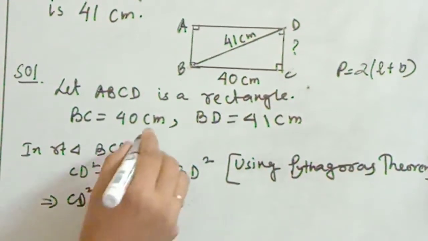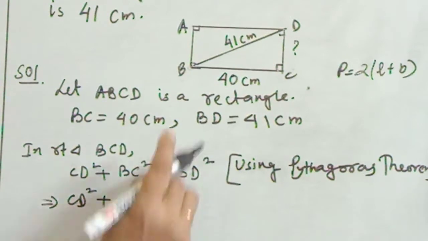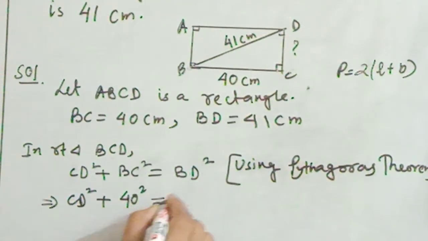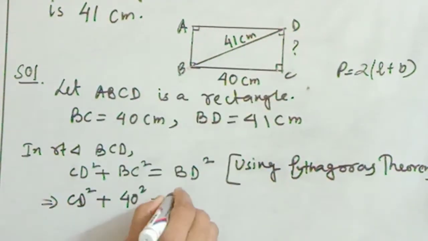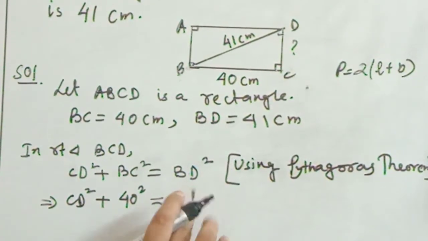CD square plus BC square, the value of BC is 40 centimeter. So 40 square, and the value of BD is 41 centimeter. So 41 square.